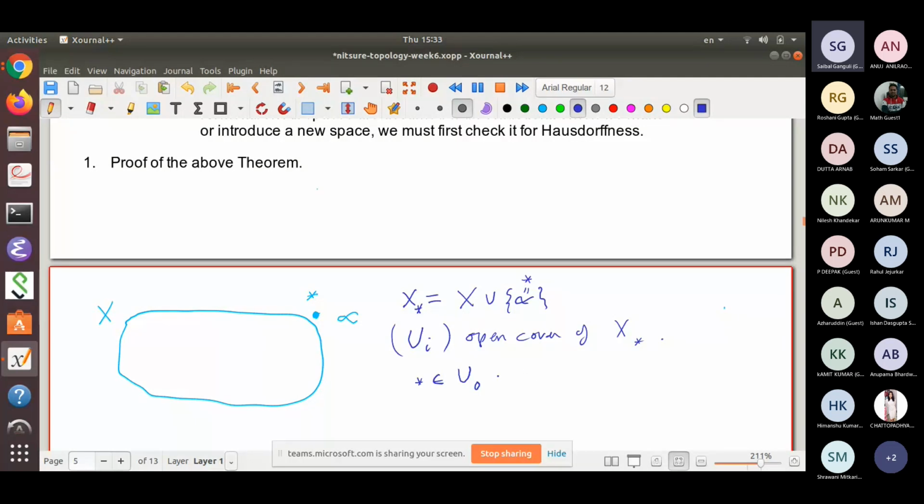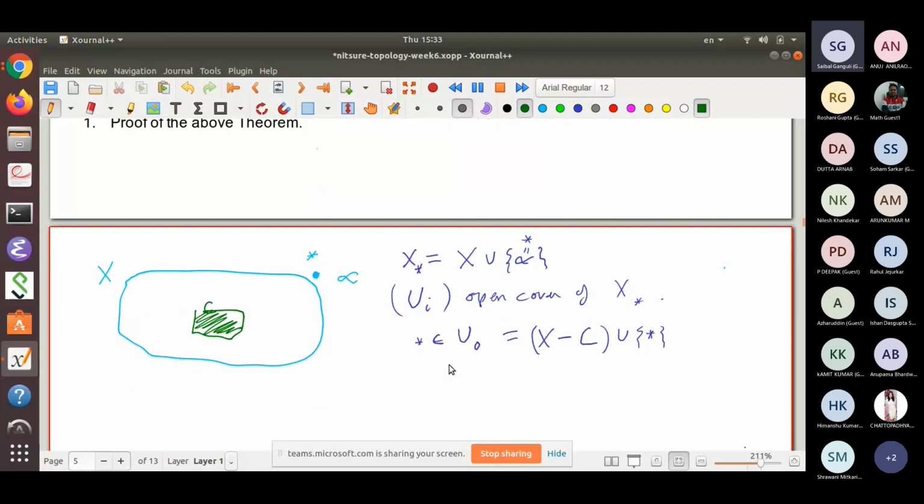That means U0 is equal to X minus some compact set with the point star added to it, because that was the definition of open neighborhoods of infinity. Open neighborhoods of infinity were complements of compact sets. Here is a compact set, C, and its complement is the open neighborhood at infinity. So X belongs to this U0. But now C is contained in X-star, of course, which is the union of all these U_i. And this is compact.